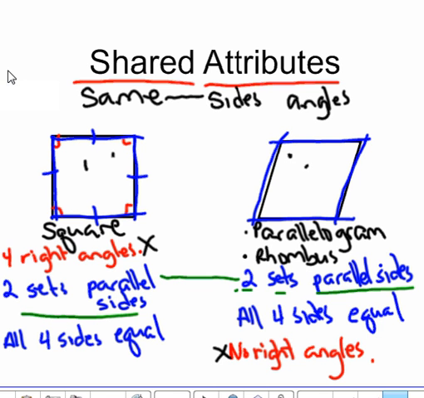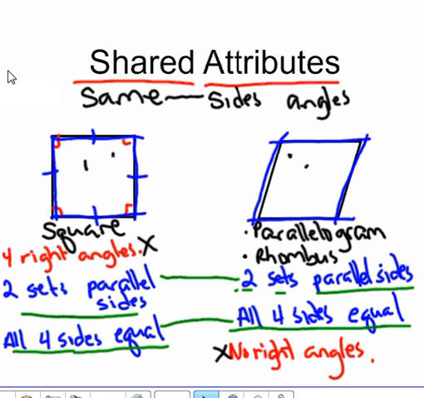Let's take a look then at all four sides being equal in our square. Is that a shared attribute for a parallelogram and rhombus? Well, here's where it gets interesting. For the parallelogram, not necessarily, because the parallelogram does not have all four sides being equal. But the rhombus has all four sides being equal. We should know that by now, that a rhombus has all four sides being the same. So in the case of the rhombus and the square, that is a shared attribute. Okay? So that's what I mean when I say shared attributes.